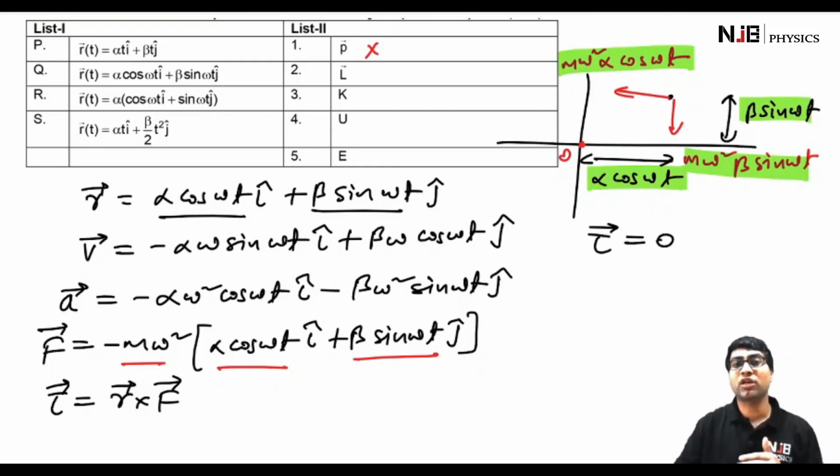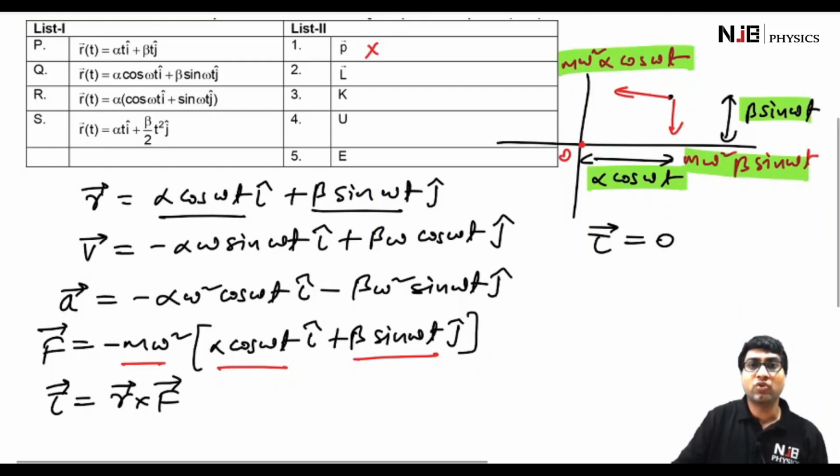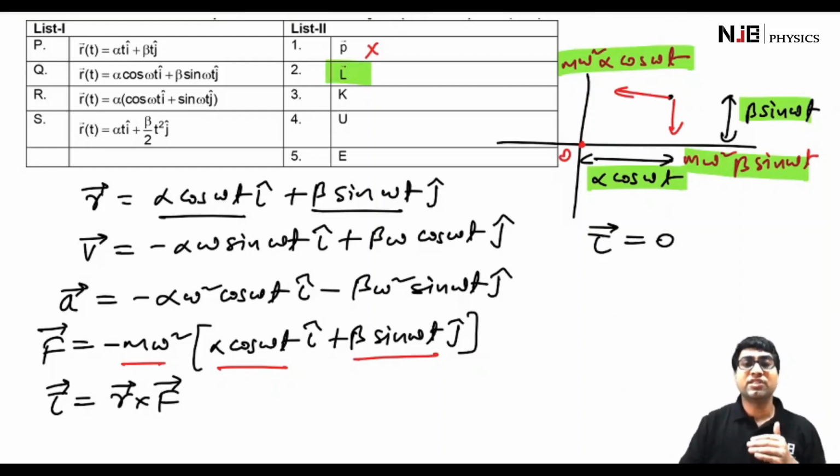And since the net torque about the origin is 0, we can say that the angular momentum is going to be conserved. Now what about kinetic energy, potential energy and total energy? We know that already total energy is conserved in all the cases. So let's talk about the kinetic energy. For kinetic energy, we just have to focus on the magnitude of the speed.